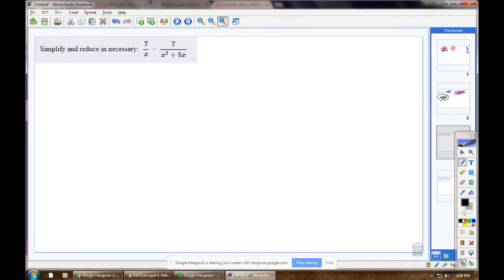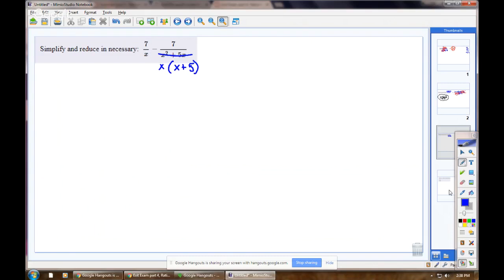Subtraction's a little bit different. In order to subtract, you have to have a common denominator. In order to find a common denominator, each denominator has to be factored. Well, x is as simple as it gets, but x squared plus 5x, that factors. I can pull out a common x, leaving x plus 5 as the other factor. So that's my new denominator, and it turns out, is also going to be my lowest common denominator.